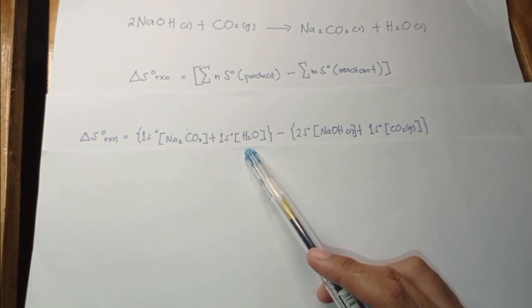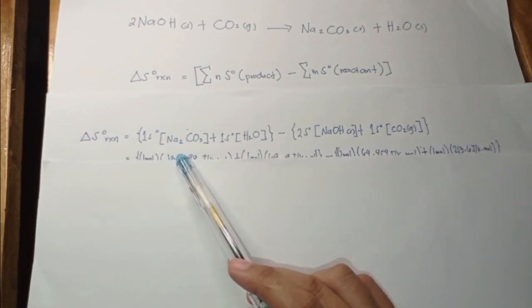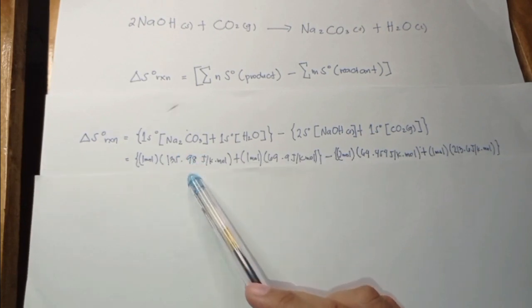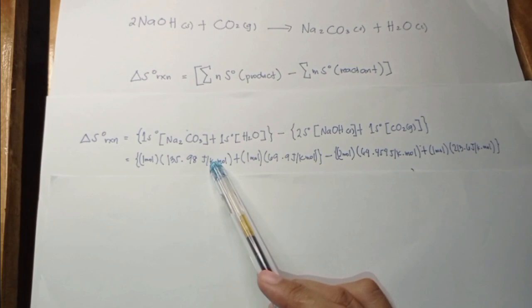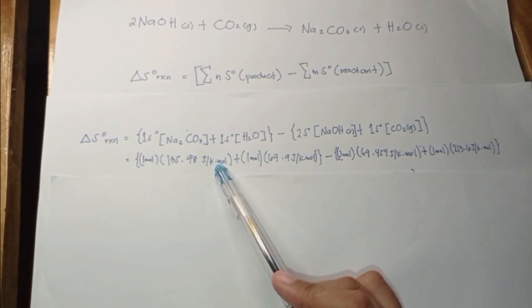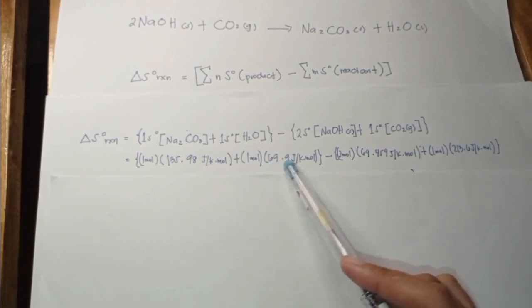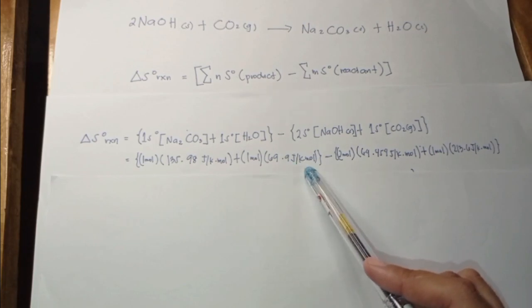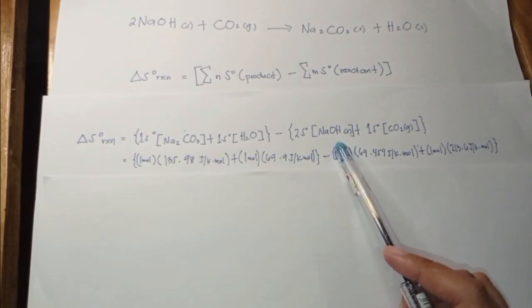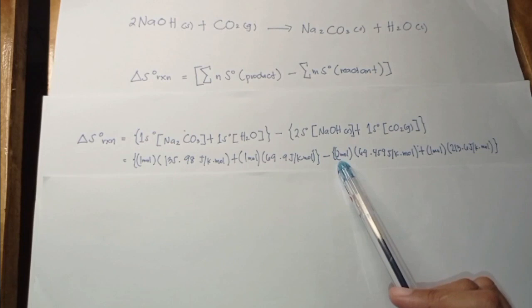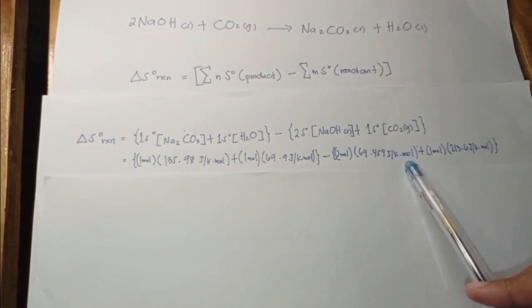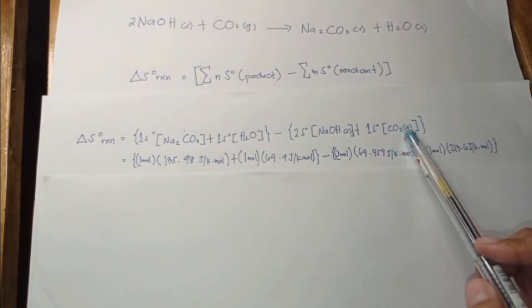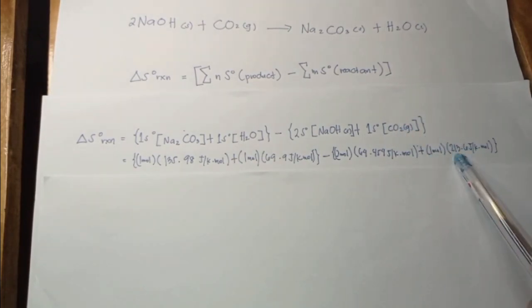So the value of sodium carbonate is 135.98 joules per Kelvin mole, for water is 69.9 joules per Kelvin mole, for sodium hydroxide we have 64.454 joules per Kelvin mole, and for carbon dioxide we have 213.6 joules per Kelvin mole.